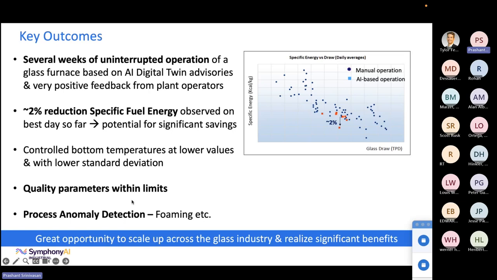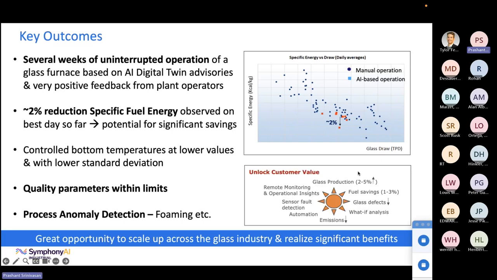And another advantage of our solution is that we also do process anomaly detection. So you can use an AI model for anomaly detection to detect abnormal conditions like foaming, etc. So there's a lot of value benefits: production improvement, fuel savings, defect reduction, emissions, automation, sensor fault detection, remote monitoring, and so on.